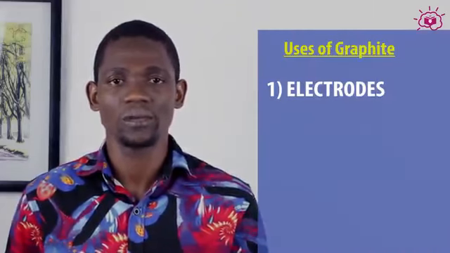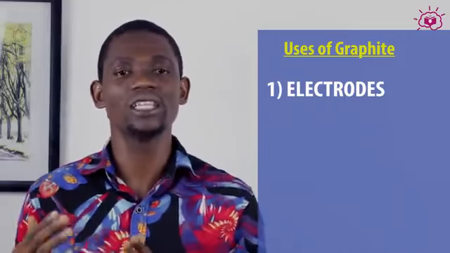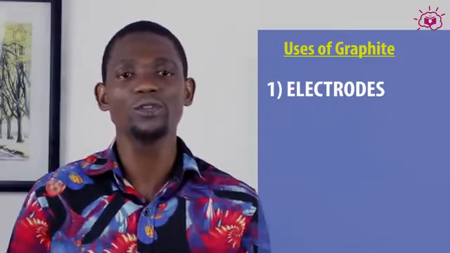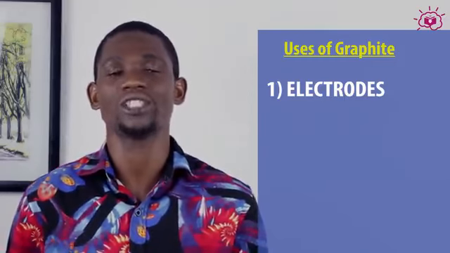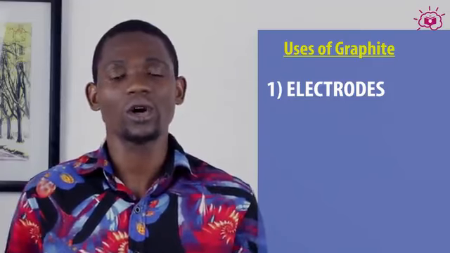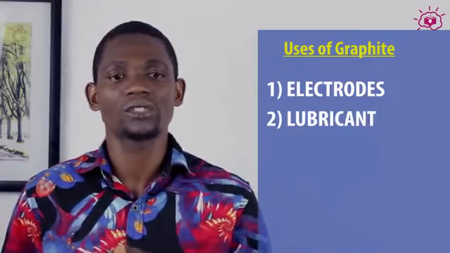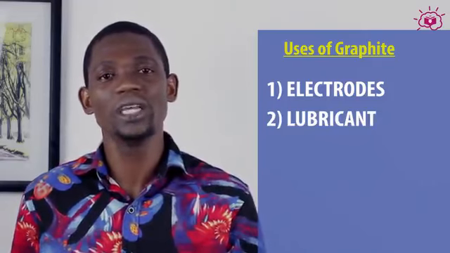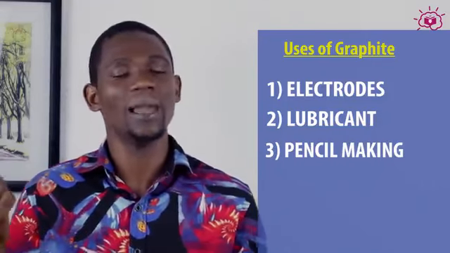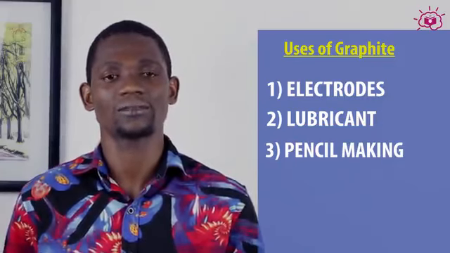Uses of graphite. One of the most important uses of graphite is as an electrode. Because graphite has free electrons in its unit cell, it is often used as an electrode in batteries. We call it a carbon electrode. Next, graphite is used as a lubricant as well. It's also used in making pencils. The lead in pencils is often made up of graphite.